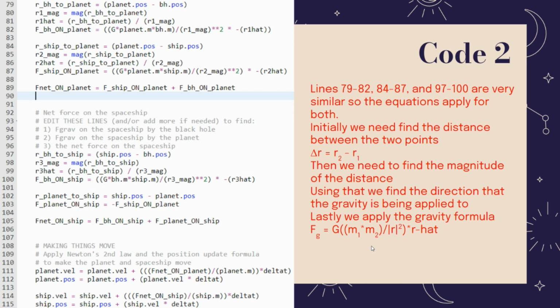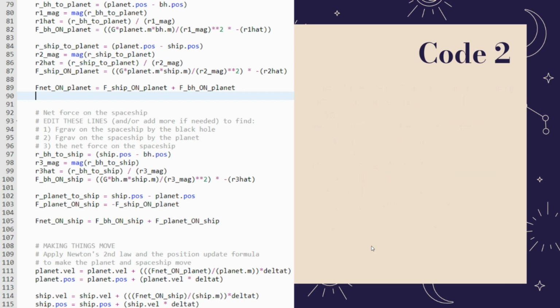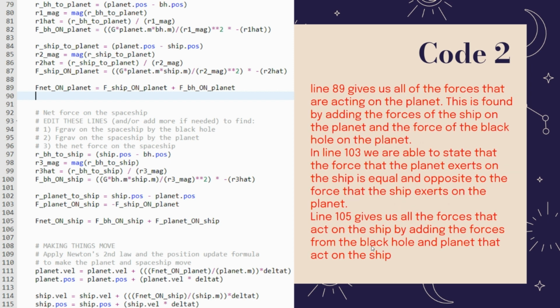In code 2, we're basically repeating the same task over and over again, where we're just finding the distance between 2 points, then we are finding the magnitude of that distance, and then we are finding the direction in which the force is being applied, and then we're plugging into the gravitational formula. Very cool. Now, however, we have to see what that all means. So if we have two forces, what does that mean? Oh no, we have to find the net force. So we have to sum the forces together.